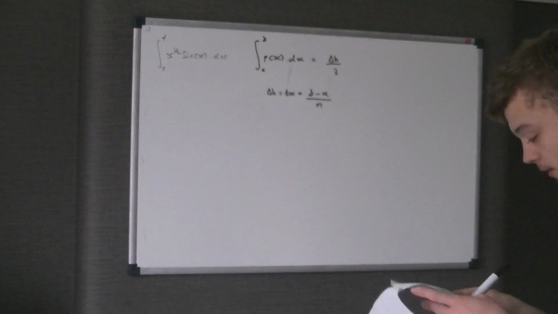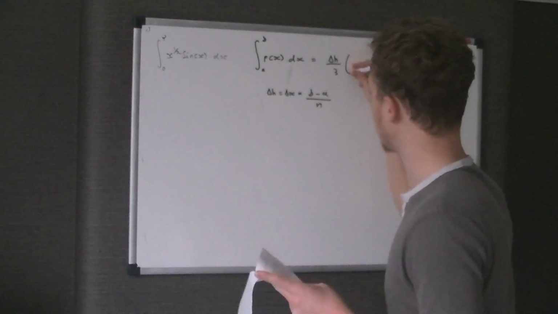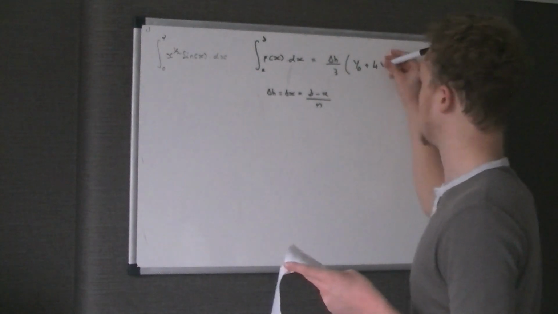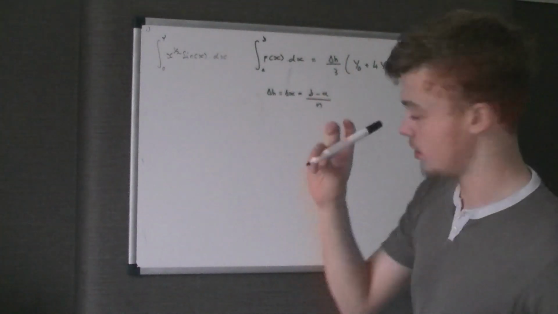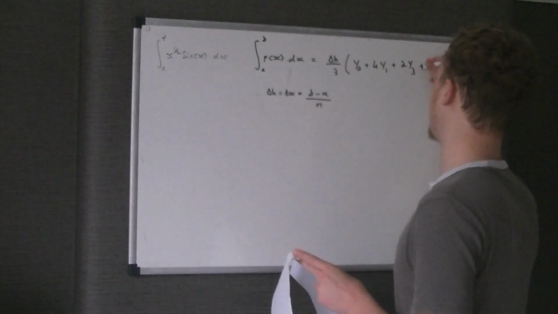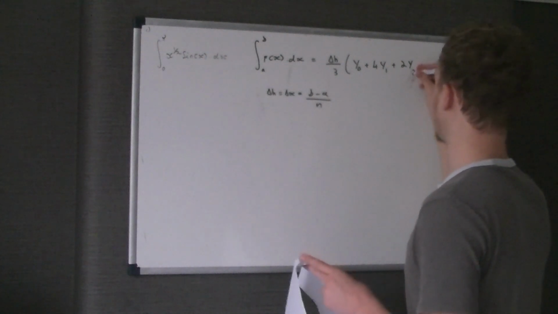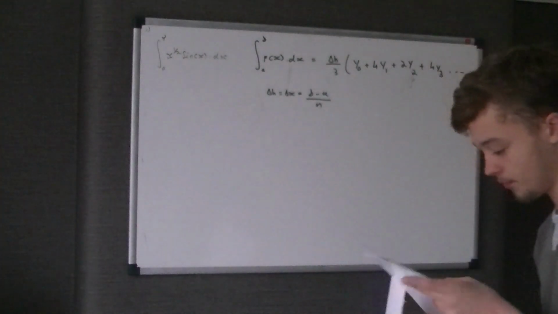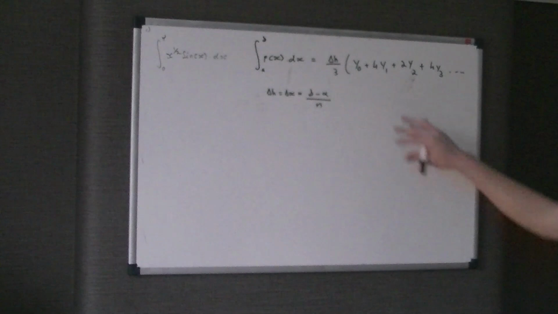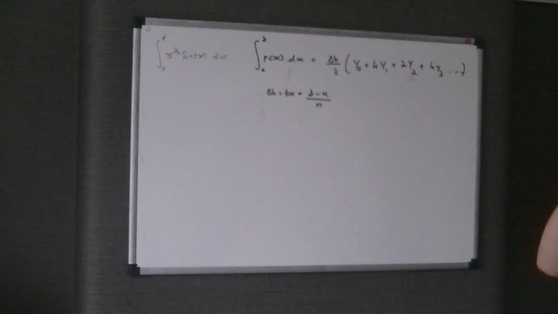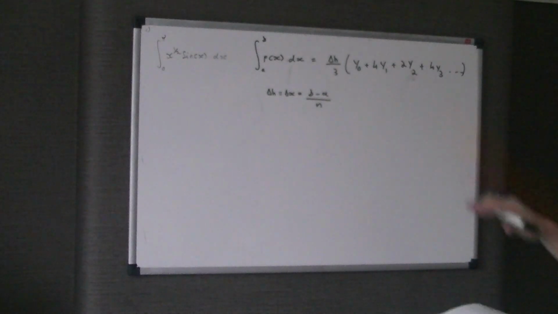So that's over 3, and then you times that by the first y coordinate, so y0, plus 4 times the second y coordinate, plus 2 times the third y coordinate, plus 4 times the fourth y coordinate, and this pattern goes on of 4, 2, 4, 2. But I'm going to summarise this in a bracket instead of writing individual terms out, so you can simplify that, but that's the official rule you get given in the exam. So we're going to stick with that one.